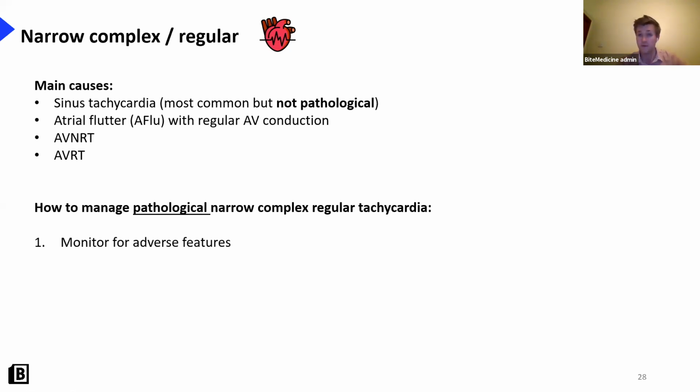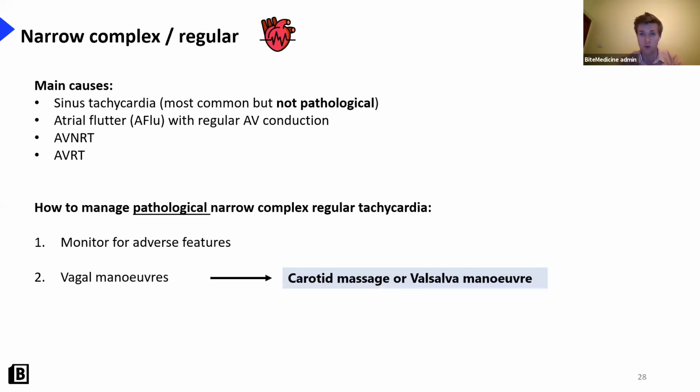But first things first, same again, look out for adverse features. If you found them, it would be back to basics, so synchronized DC cardioversion. Next thing up is vagal maneuvers. The two they describe: one is carotid massage. Essentially you stimulate vagal activity by activating your carotid baroreceptors, and that would act to slow down the heart. But there is an issue with certain patients, for example those with atherosclerotic plaques in the carotids, where you could potentially dislodge something and cause a stroke. So it's always good to auscultate the carotids first.